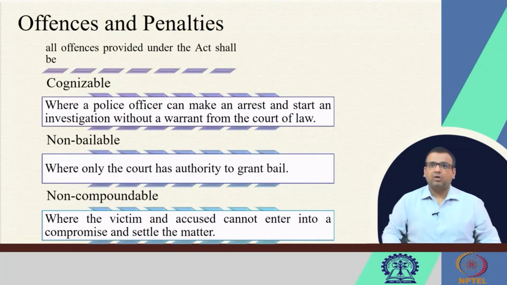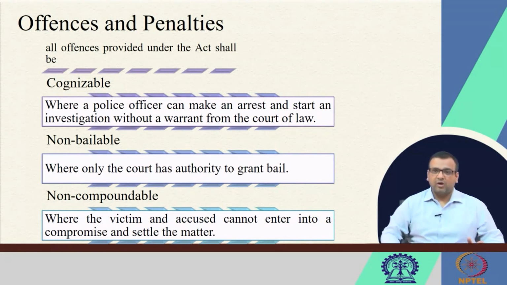So, what are the offences or the penalties for those who violate this Act? All offences provided under the Act shall be cognizable, where a police officer can make an arrest and start an investigation without a warrant from the court of law; non-bailable, where only the court has authority to grant bail; and non-compoundable, where the victim and accused cannot enter into a compromise and settle the matter. So, these are very important. Whoever violates the provisions or the objectives of the Act commits a very serious offence, that is a cognizable, non-bailable, non-compoundable offence.